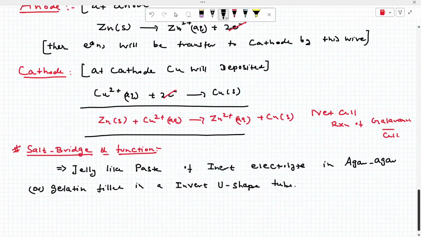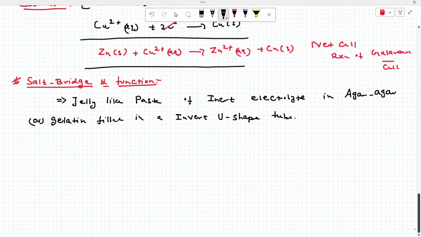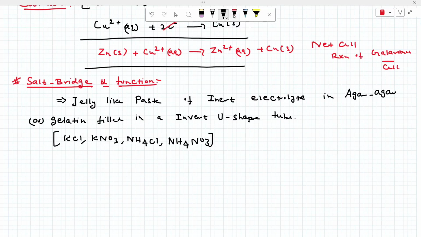What is it generally filled with? KCl is used, KNO3 is used, then they can use ammonium chloride, NH4Cl, and similarly ammonium nitrate. These four are generally used. The most common is KCl; people mostly use it as a salt bridge.